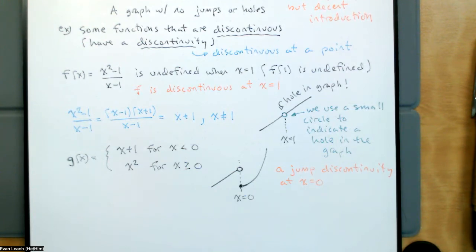Just because the function is piecewise defined does not mean that it's discontinuous. If I had instead the function g of x equal to x for x less than 0, and x squared for x greater than or equal to 0, that would be a continuous function, because the line would stop at the vertex of the parabola. You just draw a line up to 0, then start drawing a parabola. That's all connected. That's continuous.